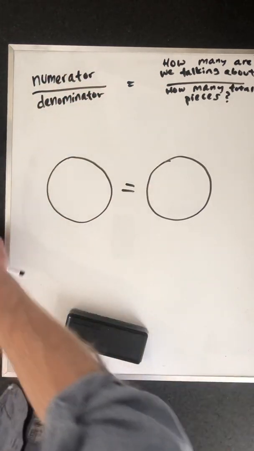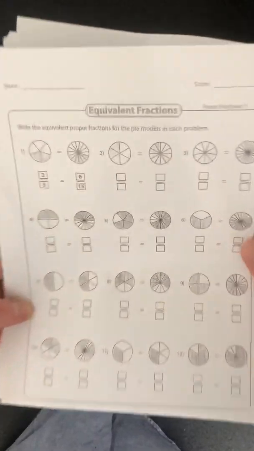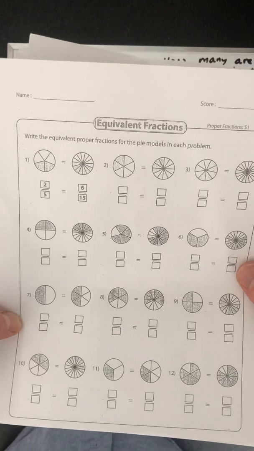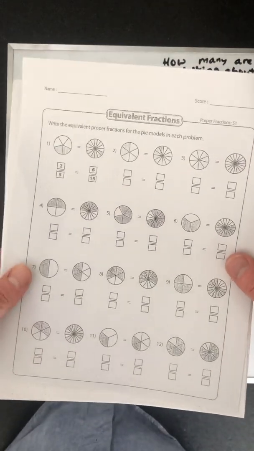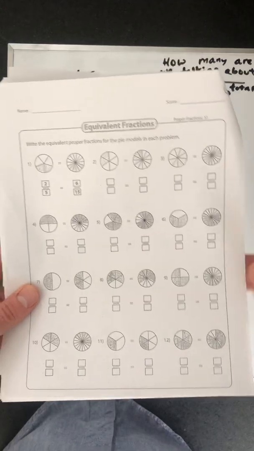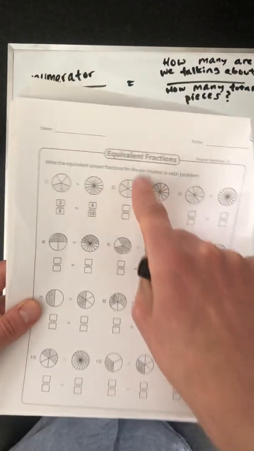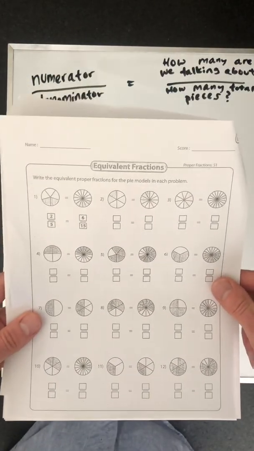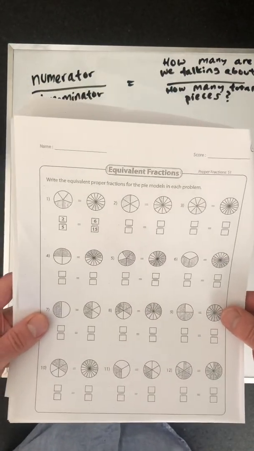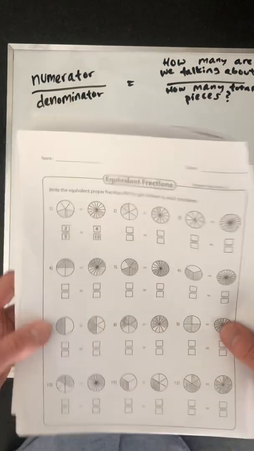So today we're looking at page number 3 and it's called equivalent fractions. Does anybody know what it means to be equivalent? What is something that is equivalent to something else? Equivalent means it's the same amount. It's the same thing. So it says write the equivalent proper fractions for the pie models in each problem.